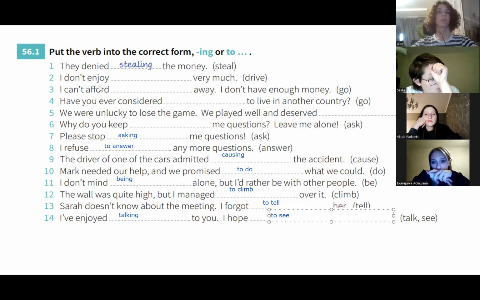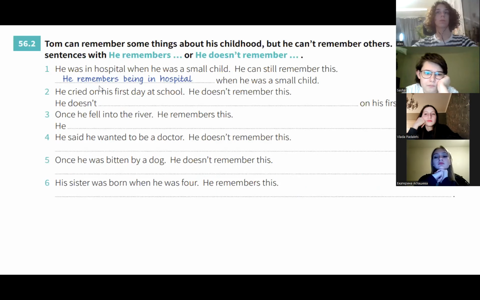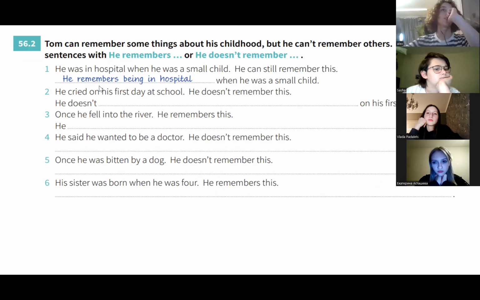Here, we work with the words remember and don't remember. Okay, I want to give you 2, 3 minutes to look through these sentences and write the answers, maybe in the chat, maybe in your papers, whatever has to be written for yourself. So number 1 is done for you. He was in hospital when he was a small child, and he can still remember that moment. So we say, he remembers being in hospital when he was a small child.